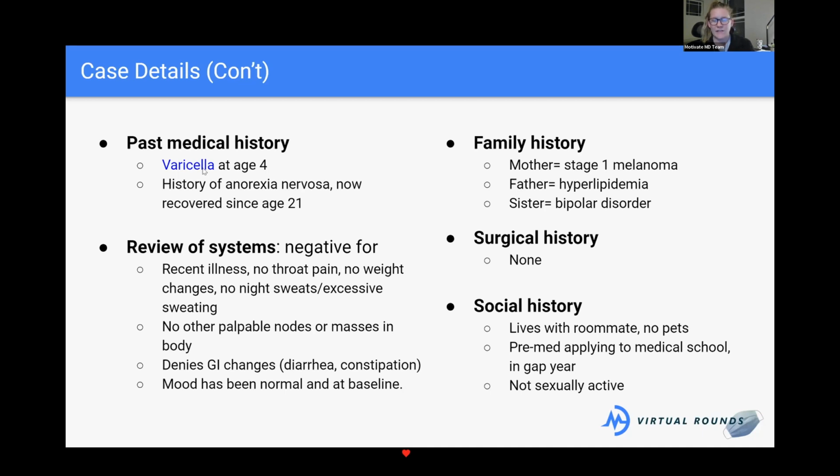For her family history, her mom does have a history of cancer. She had a stage 1 melanoma. And stage 1, if you are not familiar with melanoma, is basically confined to just the upper layer of the skin. It hasn't infiltrated beyond a certain thickness. And so you're able to basically cure it by just removing the melanoma.